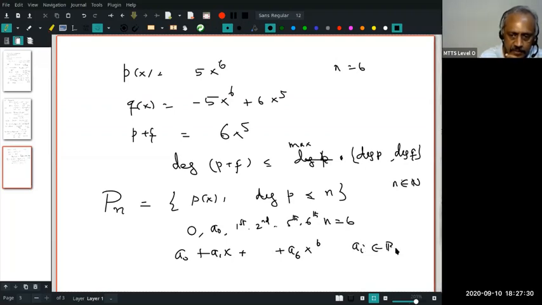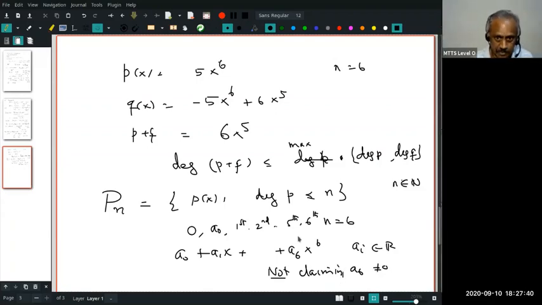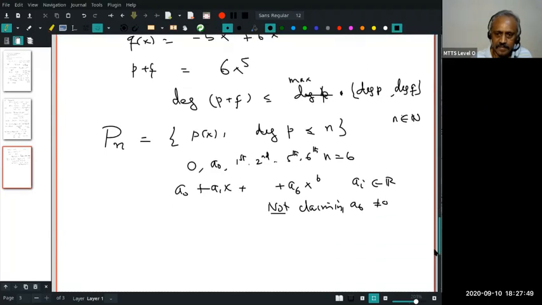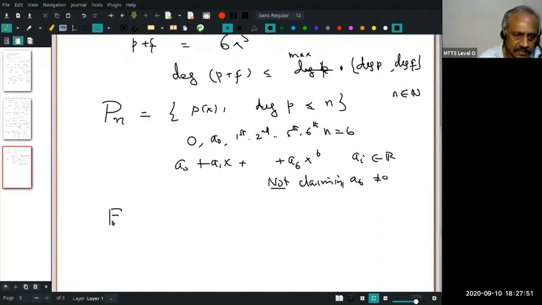Now notice that I am not claiming a6 is different from 0, not claiming, because the degree of p must be less than or equal to 6. So a6 may be 0 also. Do you follow that? And so as an exercise, you can check Pn is a vector space over R.